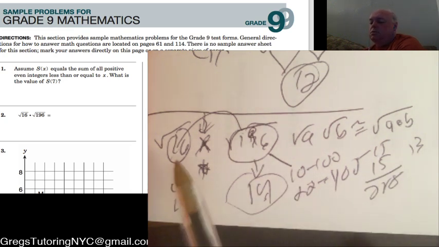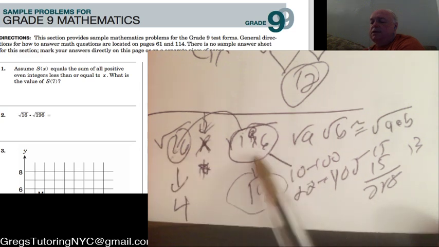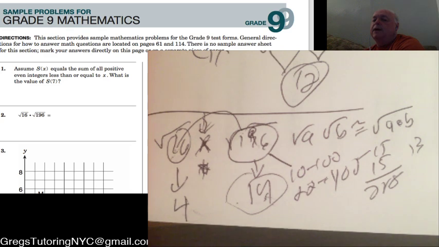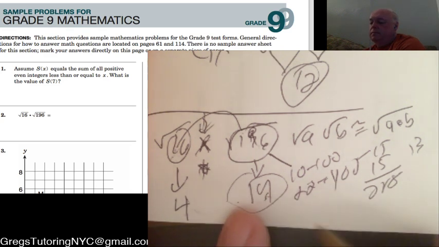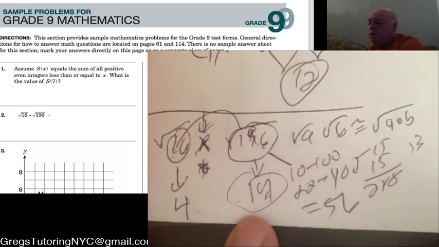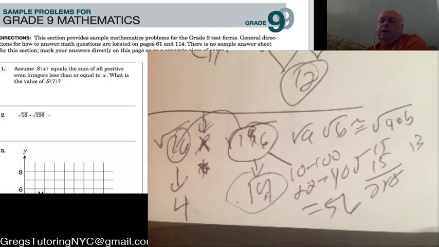You just want to go square root of 16, 4, square root of 196, 14, and then multiply them. So you're going to double this, get 28. You're going to double it again, 56. Right? Multiplication by 4 means you double twice. So that would be a grid-in for that.